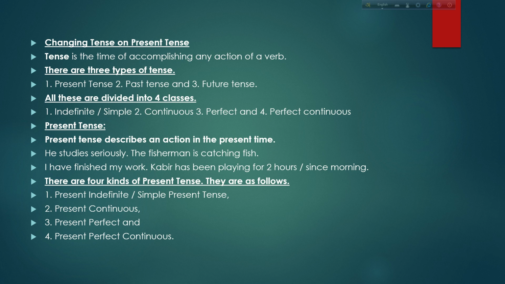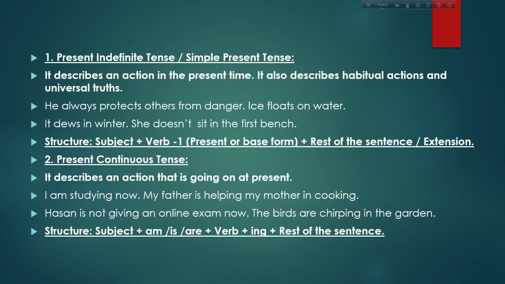Now present tense. Present tense describes an action in the present time. He studies seriously. The fisherman is catching fish. I have finished my work. Kobir has been playing for 2 hours or since morning. These 4 are different types of present tense. There are 4 kinds of present tense: present indefinite or simple present, present continuous, present perfect and present perfect continuous.